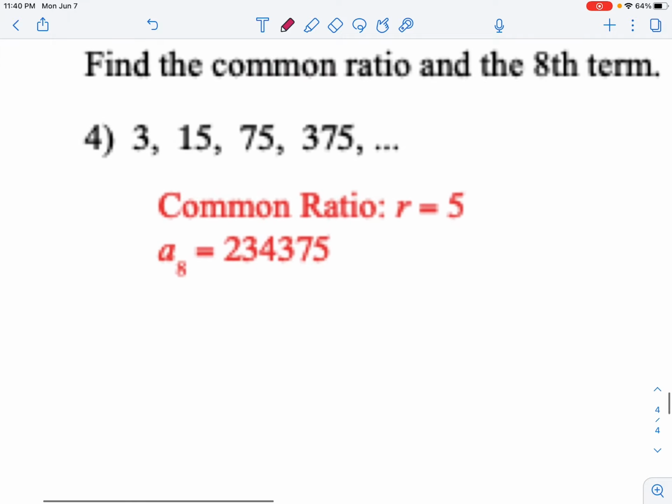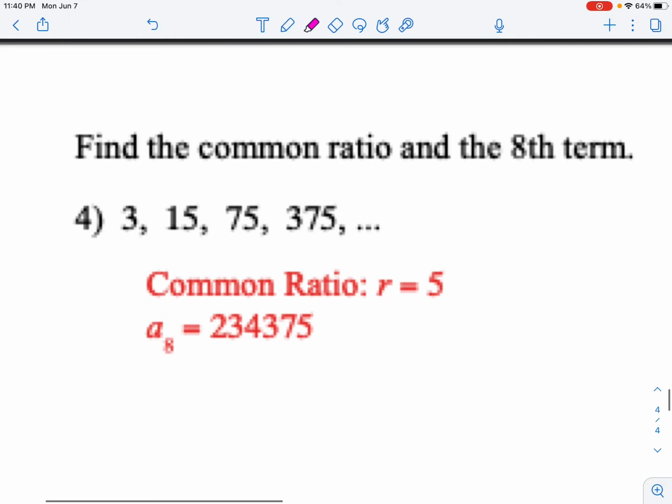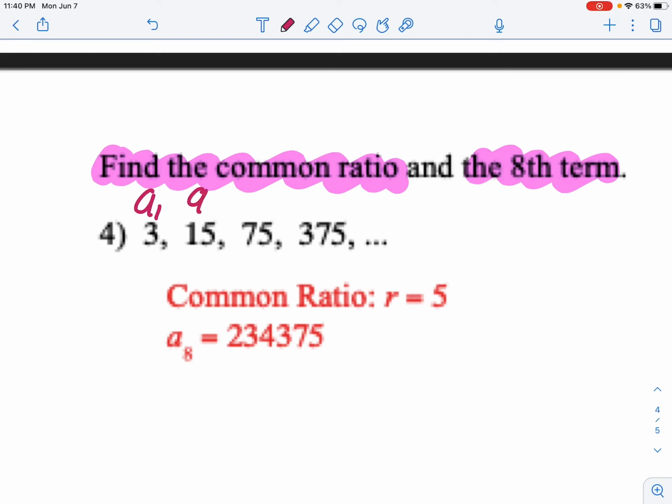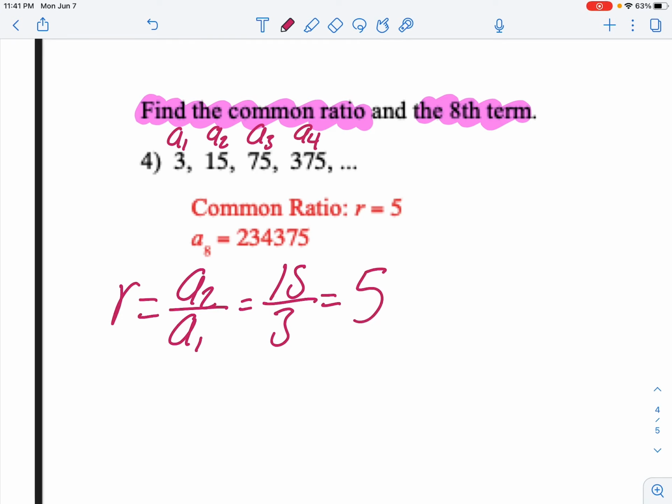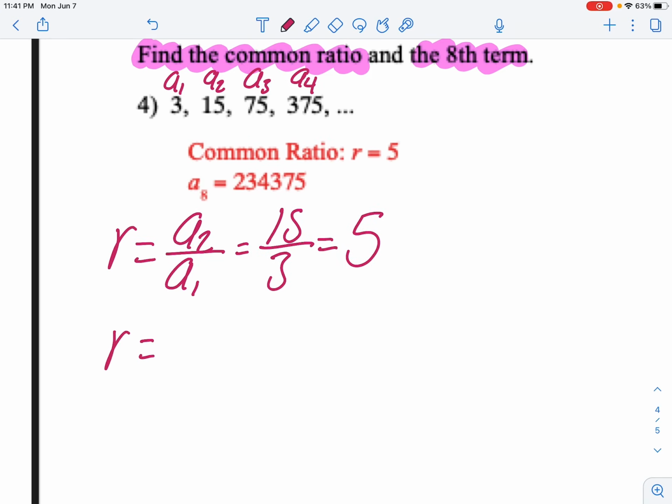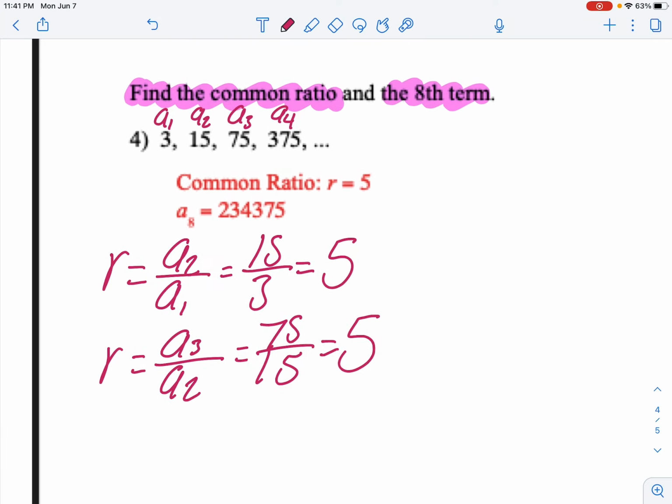Okay, let us do number 4 here. So the instructions here say find the common ratio and the 8th term this time. Okay, I got you. So this is A1, A2, A3, and A4. To find my common ratio, I'm going to take the second term divided by the first term, which is 15 divided by 3, which is 5. And then I'm going to take my third term and divide it by my second term. 75 divided by 15 is also equal to 5. So my common ratio is 5.